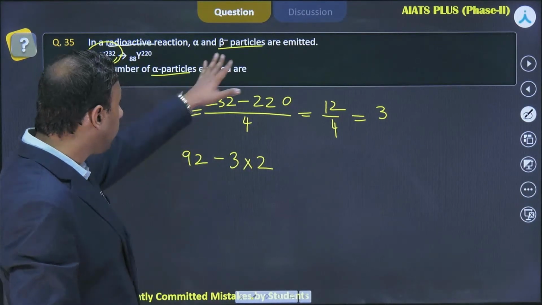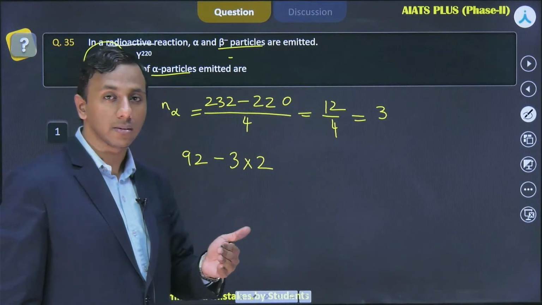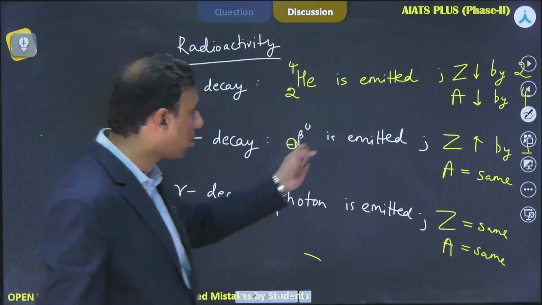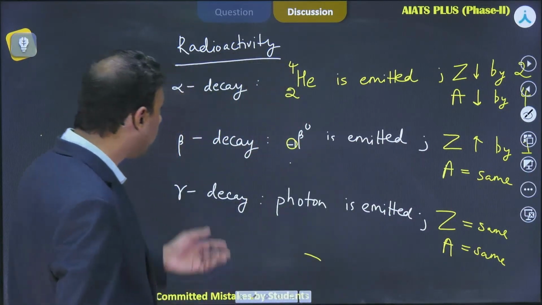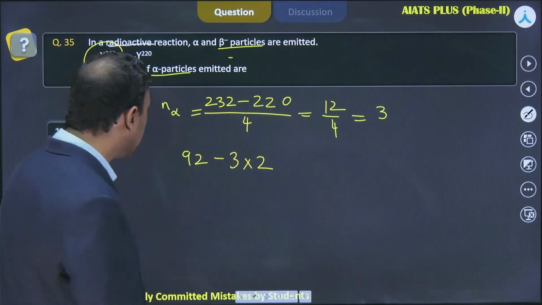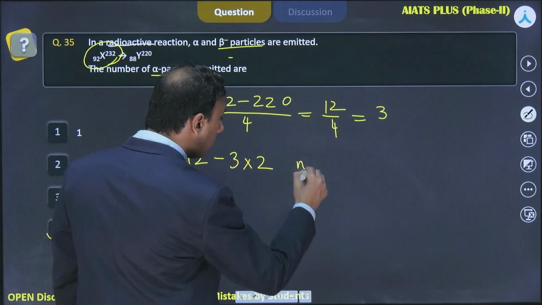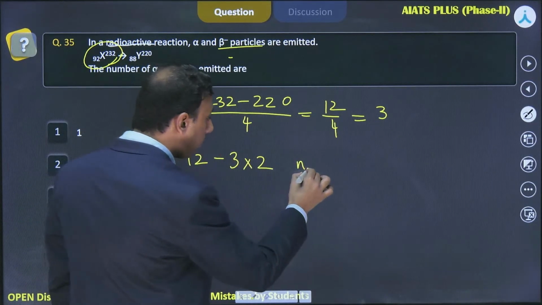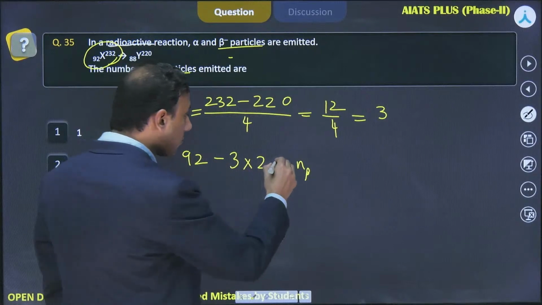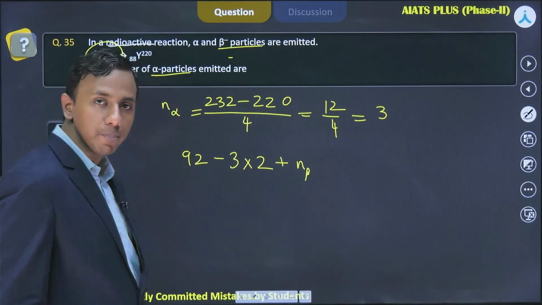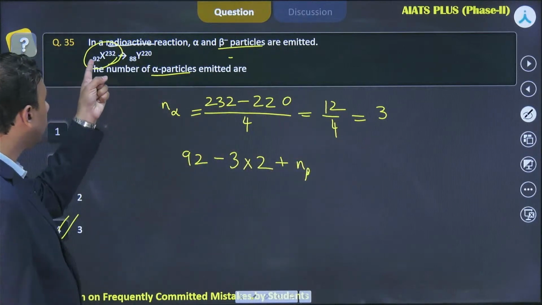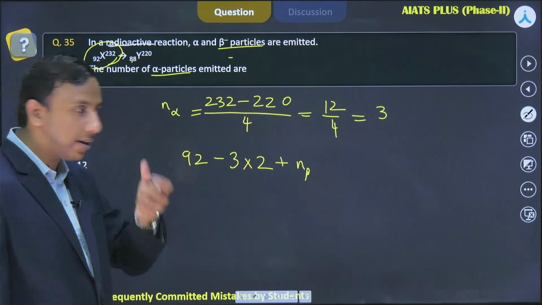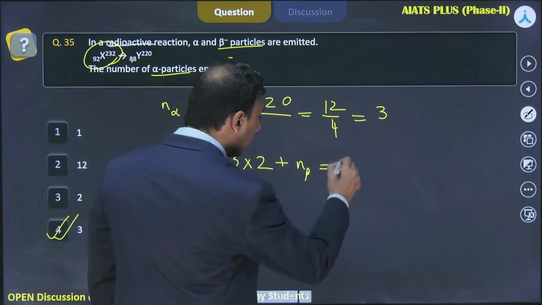Then for beta minus particle, Z increases or decreases? It increases. That's what I wrote, right? Z increases by 1 for one beta minus particle. But here we don't know how many beta minus particles, so let's call it N beta. Z will increase, so I will put the plus sign, and this 92 finally becomes what value? 92 becomes 88, that's Z. So put it equal to 88.